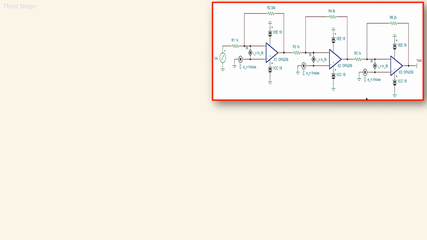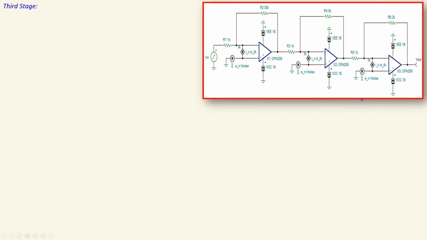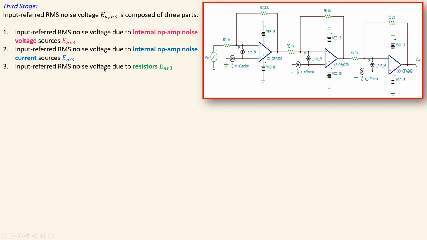So let's look at the third stage. And again, we look at the op-amp model, and we have, of course, the input referred RMS noise voltage, which is again composed of three parts. And I will also again go a little bit faster, because the input noise voltage source and also the input noise current source and also the resistors will contribute, and that's shown here in these three values.